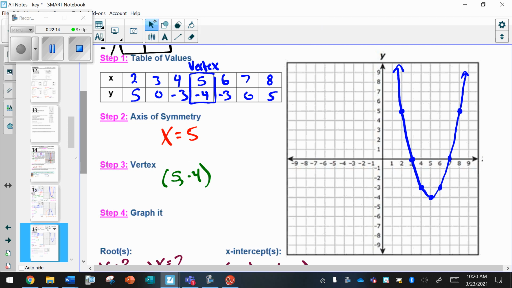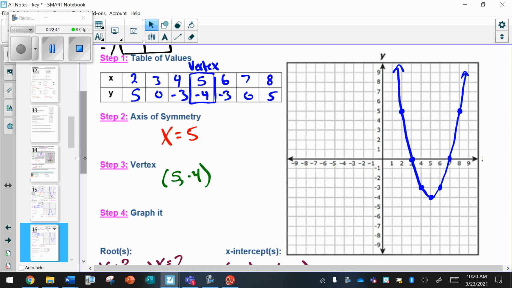And here we are back again. So another nice, neat example where our vertex is right in the table of values, saving us a ton of work, because if I see the vertex right in the table of values, then I know my axis of symmetry is that x value, x equals 5, and my vertex is already whole numbers, (5, -4). And then I can graph the points from the table from the calculator, and that works out nice and neat.